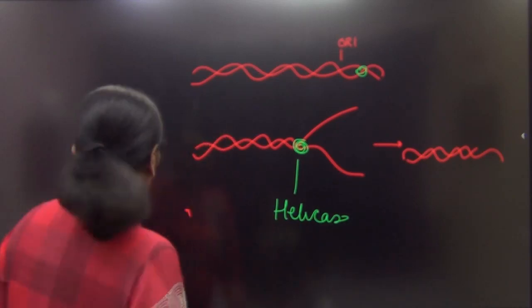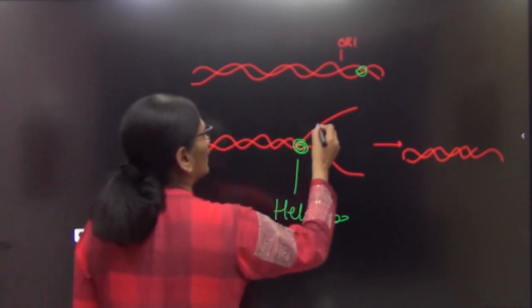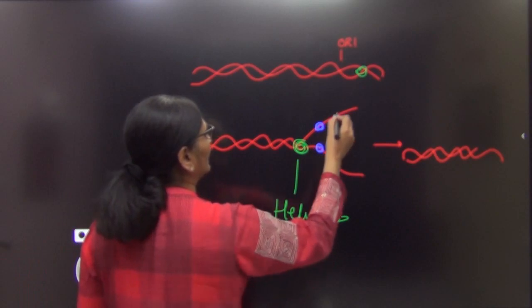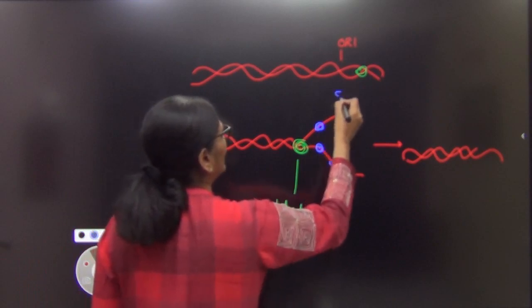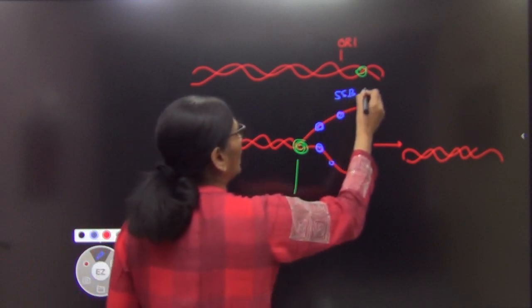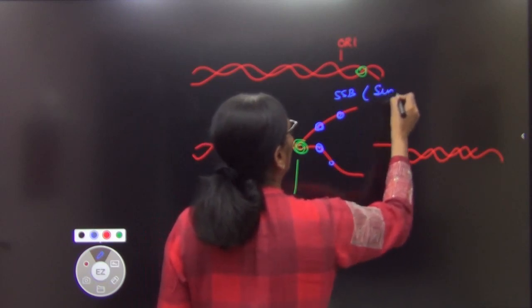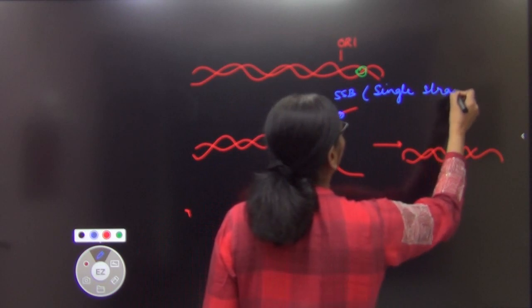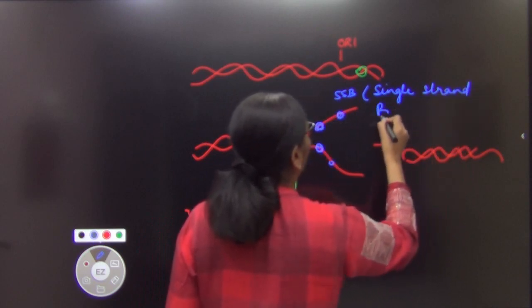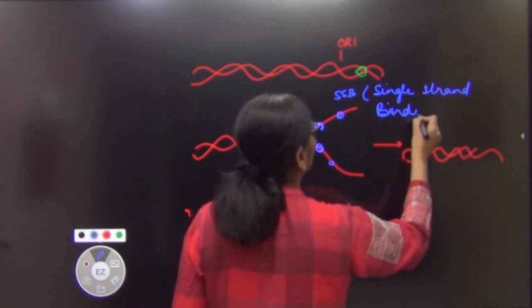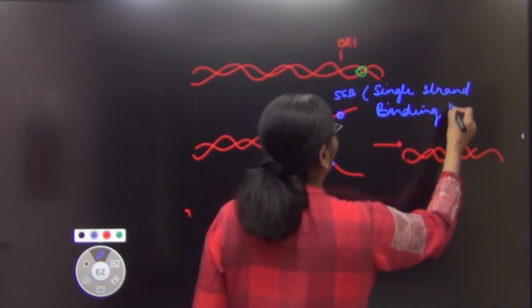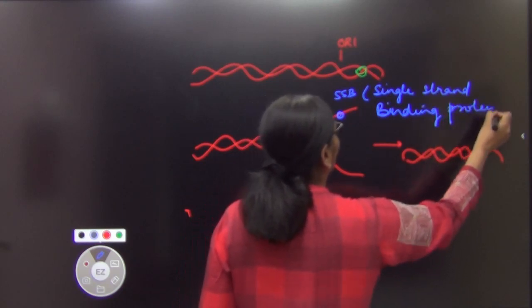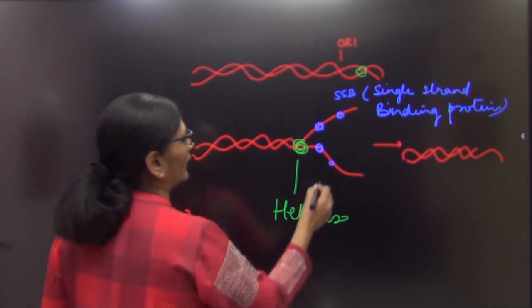तो करें क्या? So we use a protein over here called as single strand binding protein, जिसको हम लोग short में SSB भी कहते हैं. SSB, also called as single strand binding protein. And what does this protein do? It does not allow the DNA to recoil.